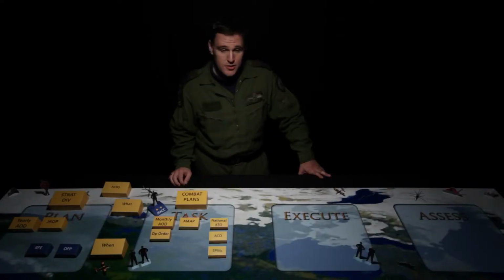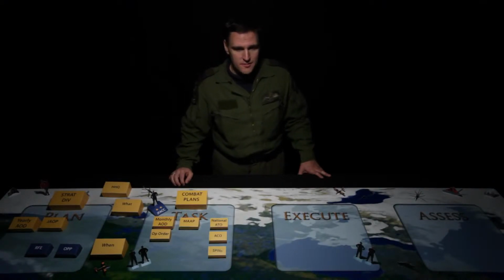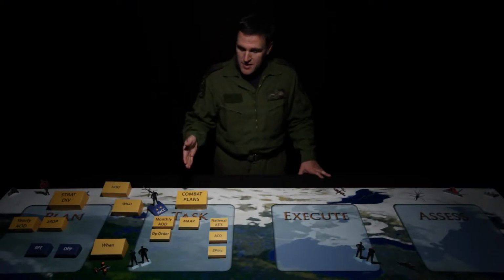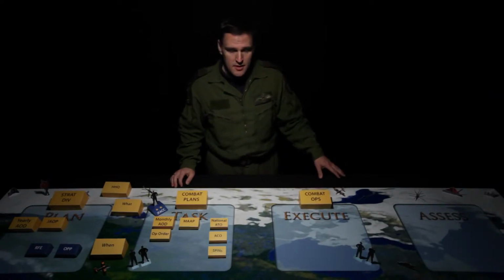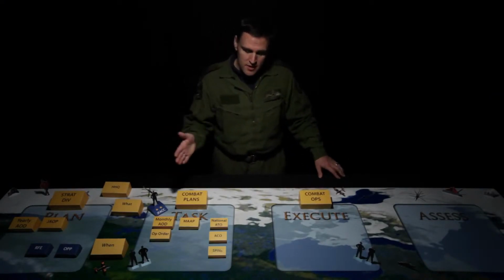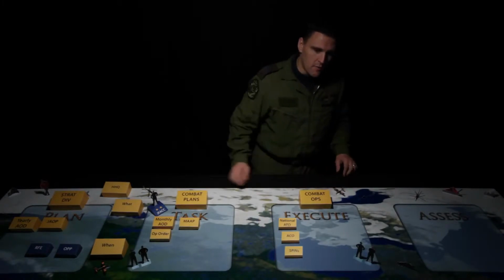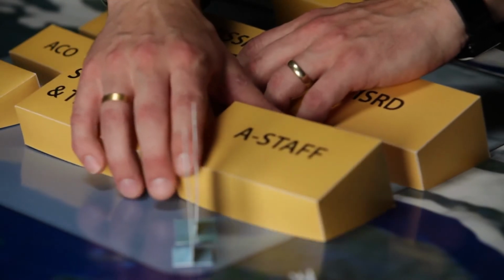The National ATO is usually released on a Thursday for the following Monday to Sunday, allowing time for revision. It's at this point that the Combat Plans task phase ends and the Combat Ops execute phase begins. Once the validity period begins for the National ATO, the Combat Ops team swings into action, and they are supported by other divisions and support teams as required.